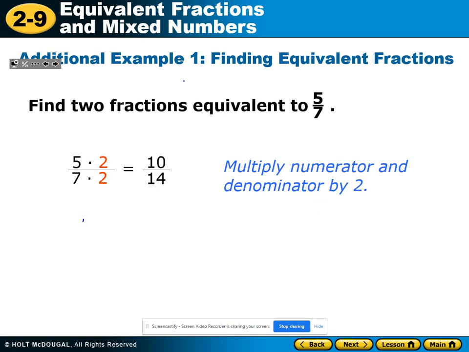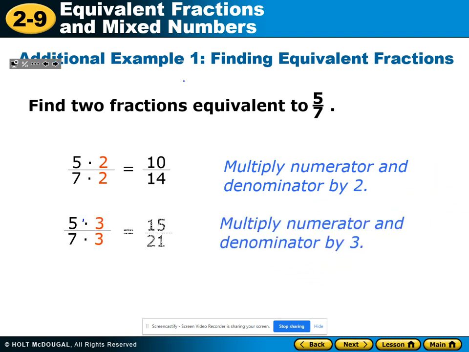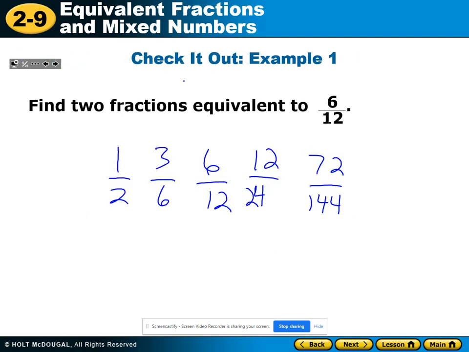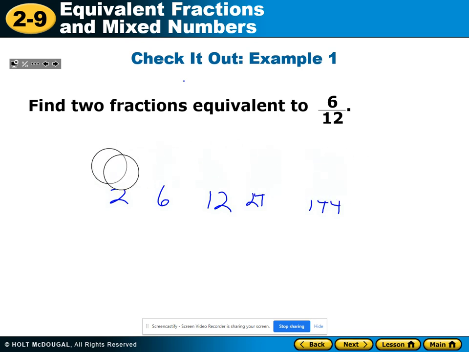They got 10/14. They got 15 over 21. They chose to use 3 over 3. And there are an endless number of other ones. Now, it works the other way as well. So, last time, we had 6/12 and we multiplied. You can also do this to reduce fractions.